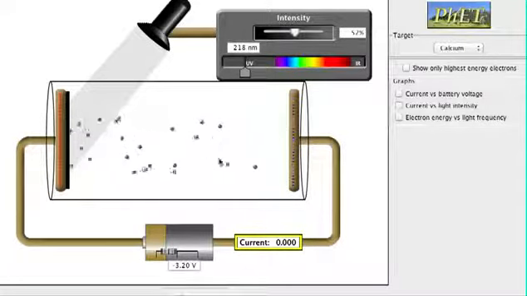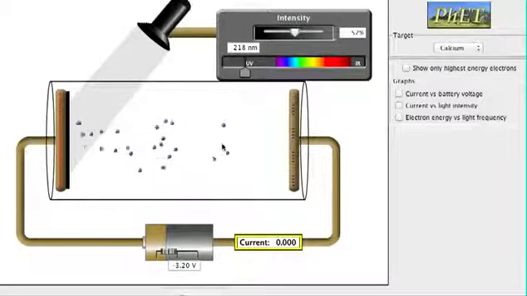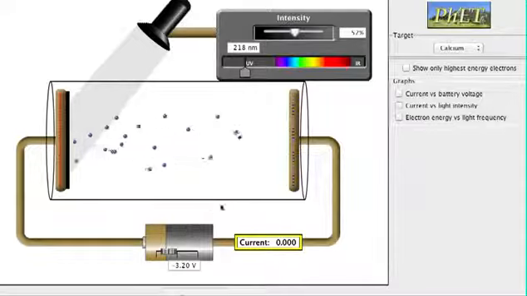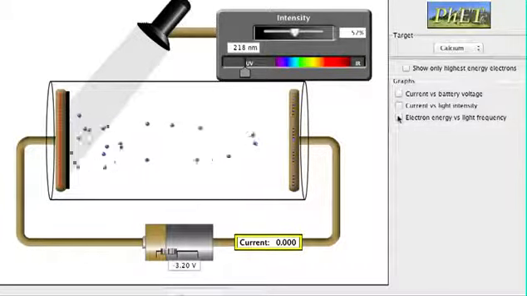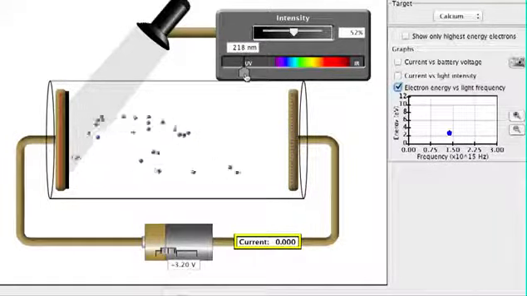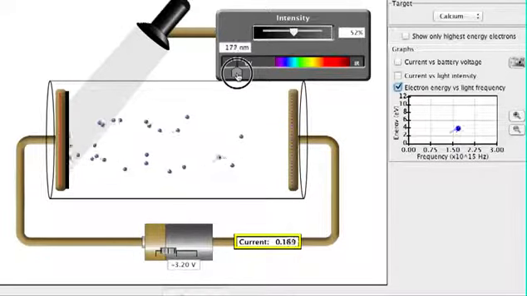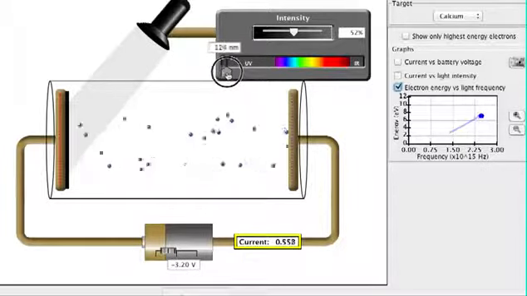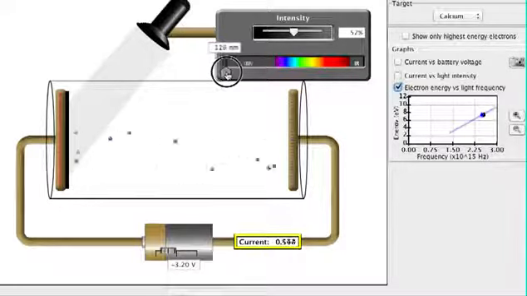Okay, so we now know that brighter light knocks off more electrons. We now know the energy of the electrons, and we know that energy is determined by the voltage required to stop them. We now want to see, is there any relationship between the energy of electrons and the light that we're shining onto the surface? So if you notice this graph, as we increase the frequency of the light by decreasing the wavelength, you'll notice that the energy of electrons increases.